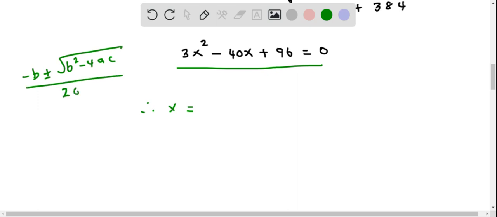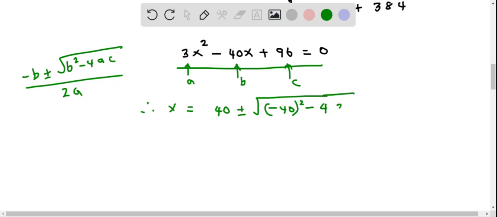This is divided by 2a, where a is the coefficient of x squared, b is the coefficient of x, and c is the constant term. So let's plug in all these values. Negative b equals negative 40, so negative b will be 40, plus or minus the square root of b squared, which is negative 40 squared, minus 4 times a, which is 3, times c, that is 96, and this is over 2 times a, which is 3.